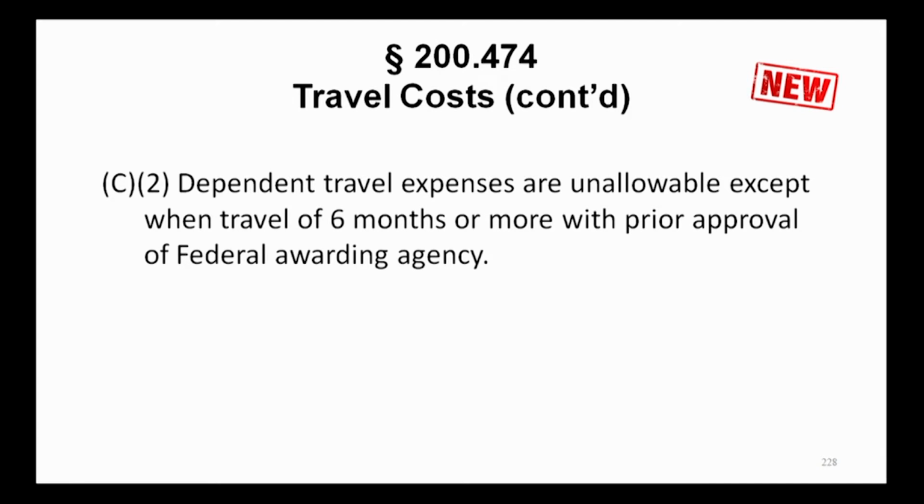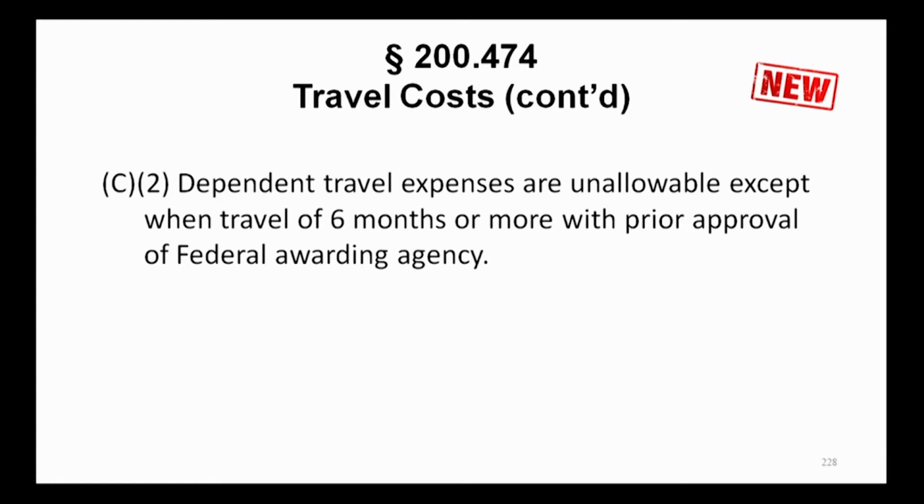C2 clarifies that dependent travel expenses are unallowable, except when that travel would be 6 months or more. So, for example, a single mom needs to go to training and has a small child. She has a child in daycare during the day, but she's going to be gone 3 nights. So she's going to need additional child care for those nights that she's away and out of town, right?